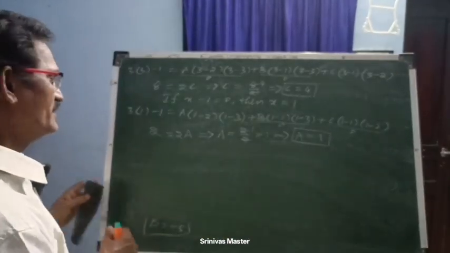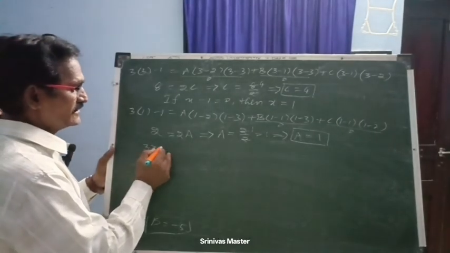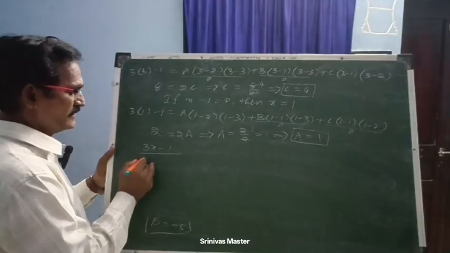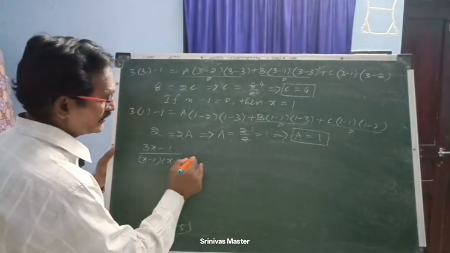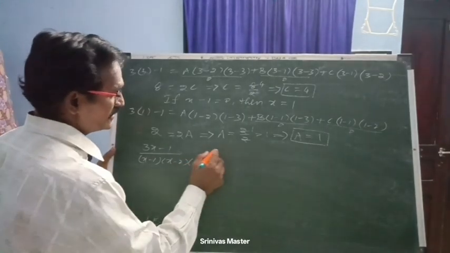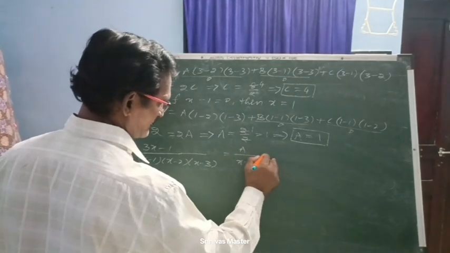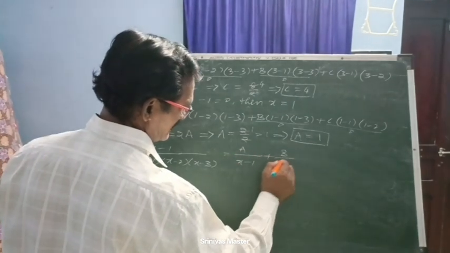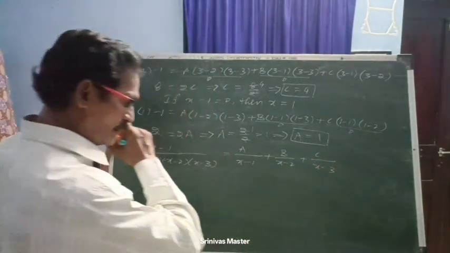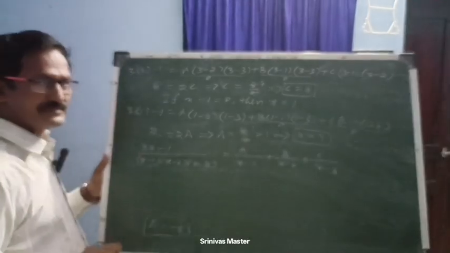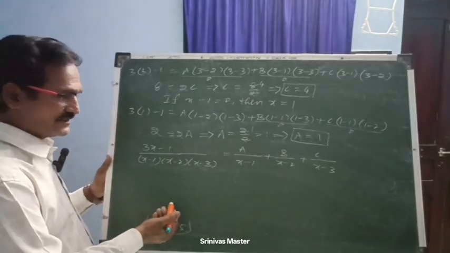Okay, now these all the values, children, substitute in the main equation. What is the main equation, children? 3x minus 1 by x minus 1 into x minus 2 into x minus 3 equal to, what is the equation? a by x minus 1 plus b by x minus 2 plus c by x minus 3. In this equation, you have to substitute. And also you can apply the integration. After substitution, you can write the integration.